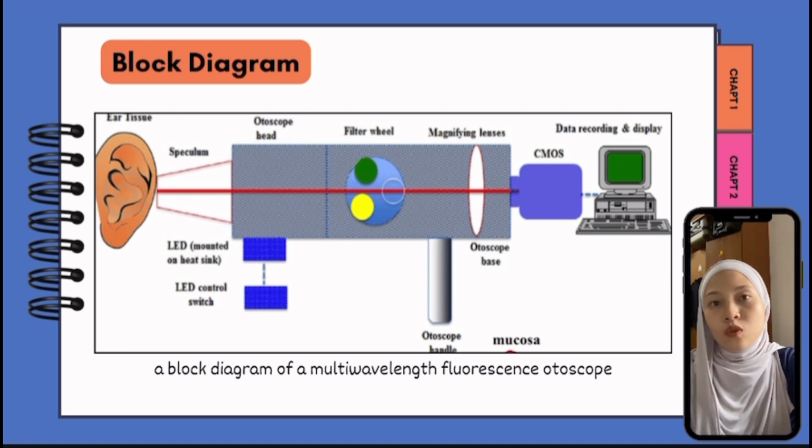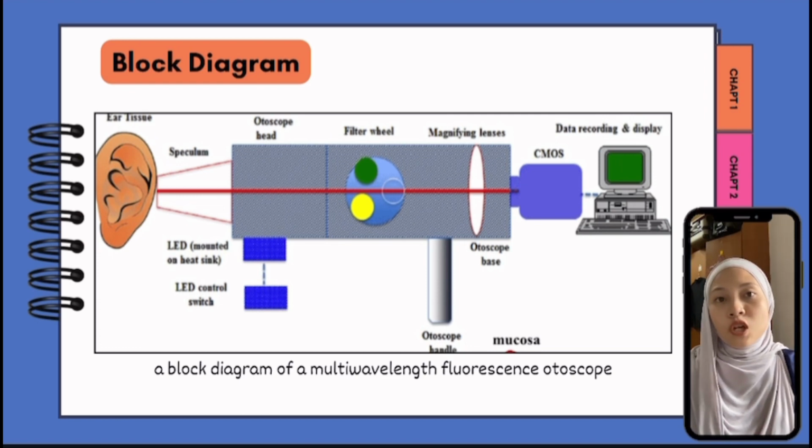And next, we go through to the data recording and display. These refer to the computer system that is connected to the otoscope and is used to record and display the images captured by the CMOS camera.